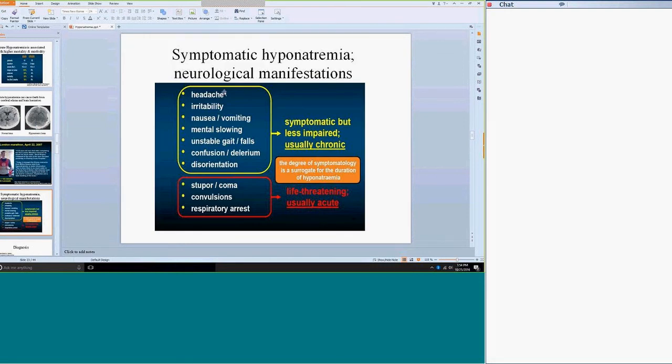So again, a bit of repetition. Usually it's mild symptoms: headache, irritability, mental slowing, unsteady gait, falls, disorientation. But sudden acute hyponatremia is life-threatening: stupor, coma, convulsions, respiratory arrest. The degree of symptomatology often helps us know whether this is acute or chronic. So if someone you see in the outpatient clinic has a sodium of 115 and has walked into the clinic, you can be confident that his sodium has been low for some time.